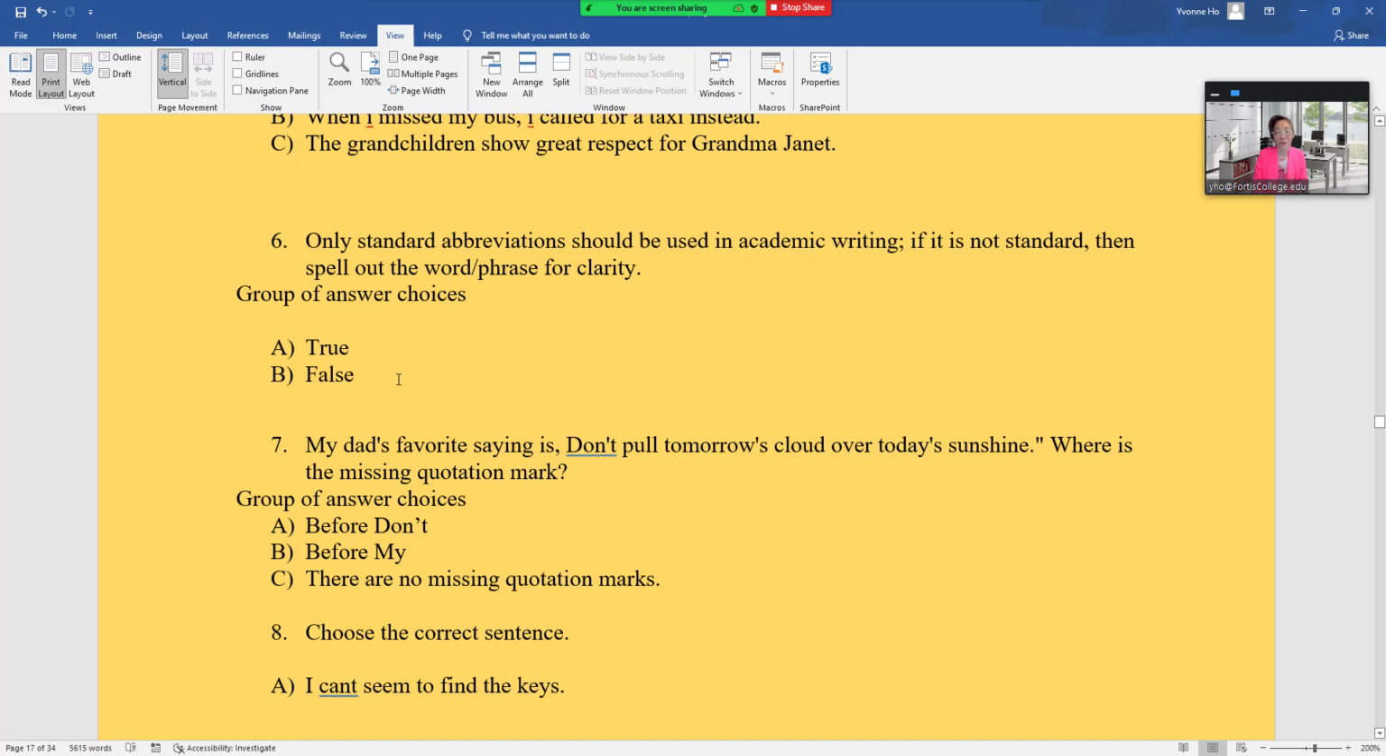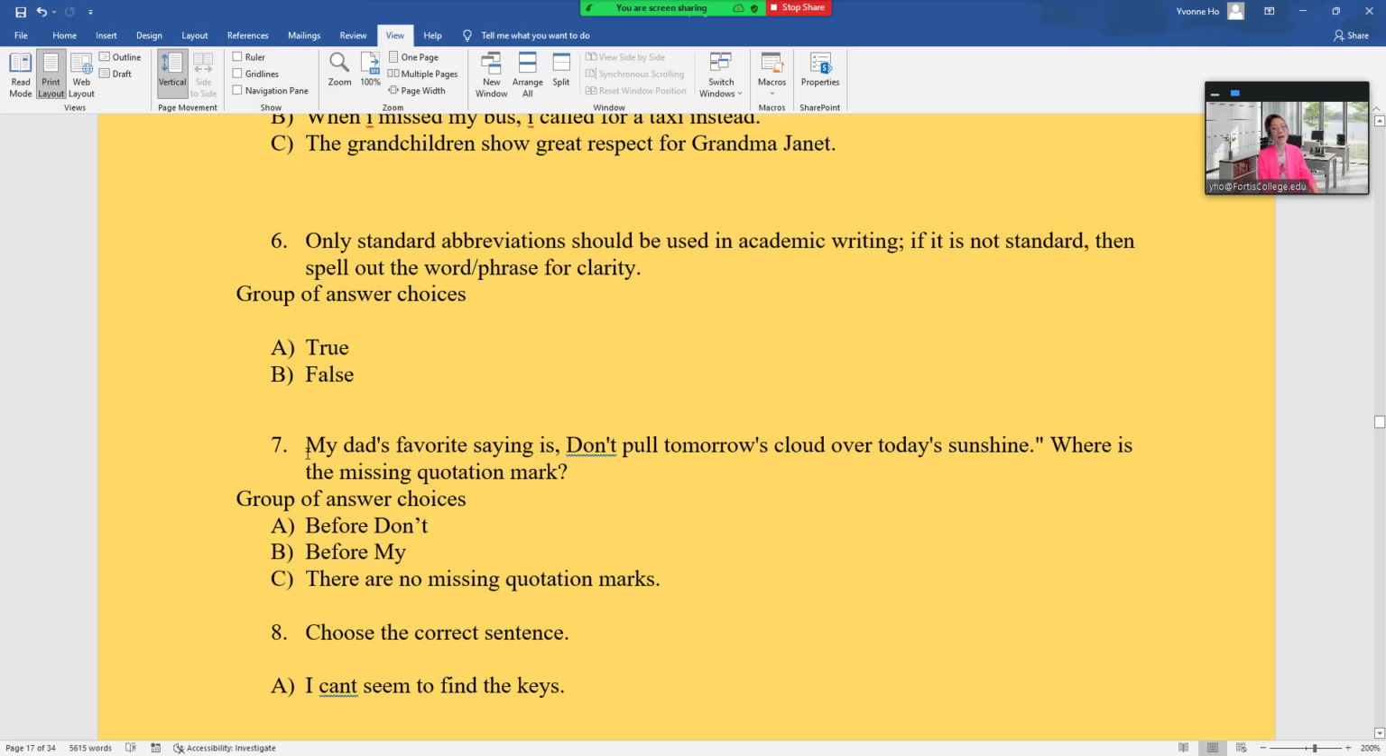Only standard abbreviations should be used in academic writing. If it is not standard, then spell out the word or phrase for clarity. Oh, that's true. Okay? That was the example that I gave about TESOL. Can you remember what that is? That's teaching English as a second language.